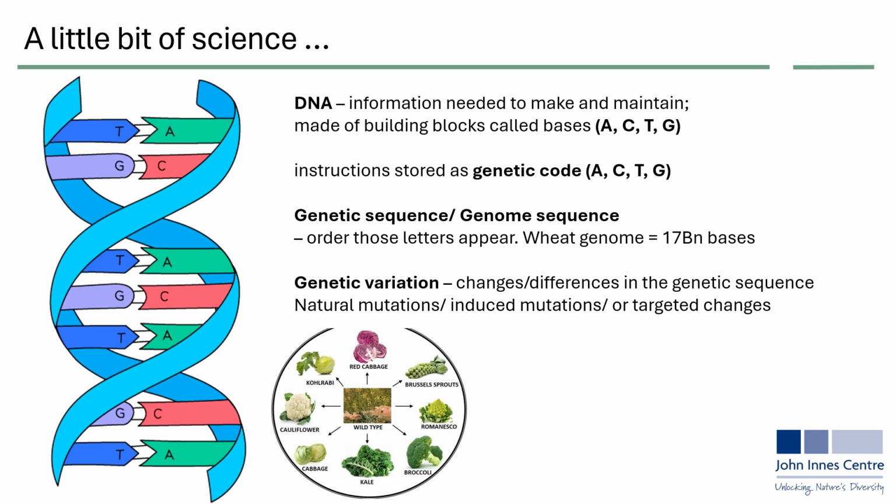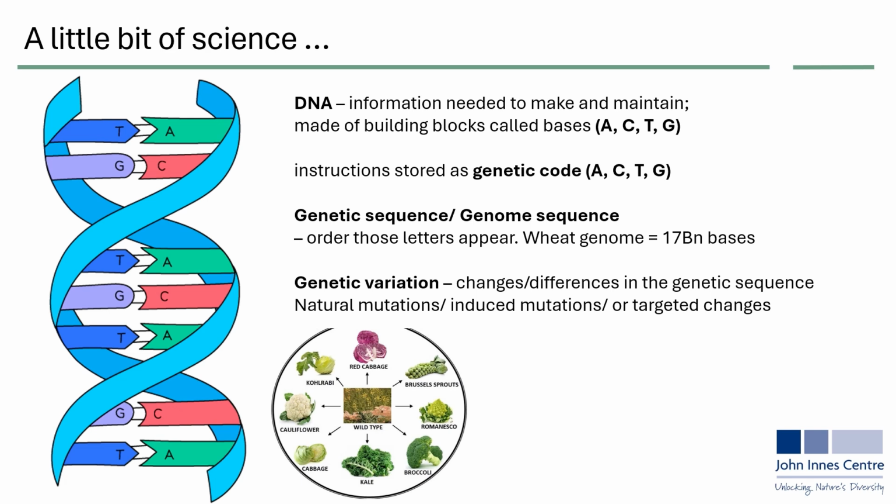So for example, these different vegetable types are all the same species, but different traits that have been selected for over time have given us bigger leaves to give us kale, or denser flower bud formation to give us things like broccoli. And a plant breeder can only select from the genetic variation that's available to them. So it's very much a case of hunting and looking for it.